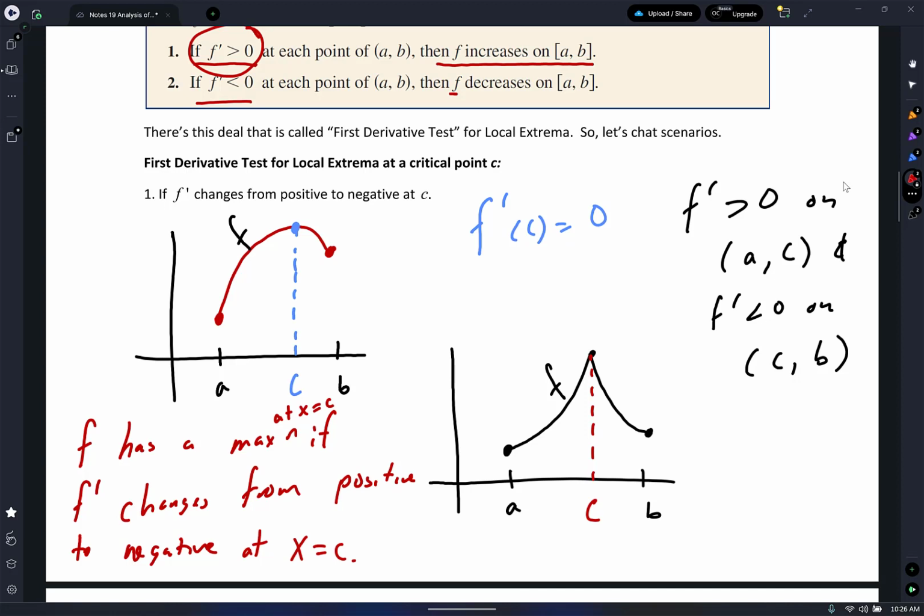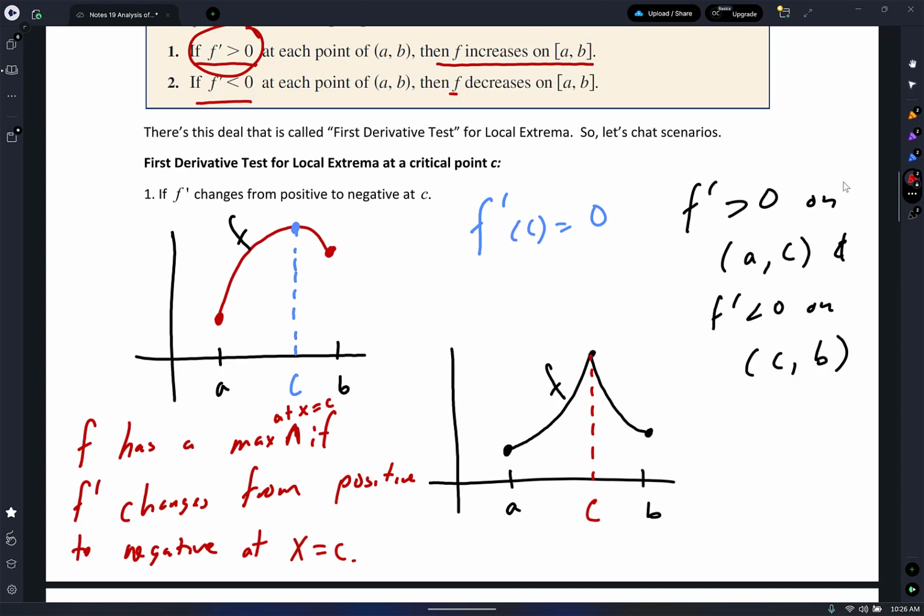And I know it sounds funny because we're saying X equals C twice. F has a max, that's a caret for insert, right? Just like in English. F has a max at X equals C if F prime changes from positive to negative at X equals C. That's called the first derivative test. If the derivative changes from positive to negative, F has a what?